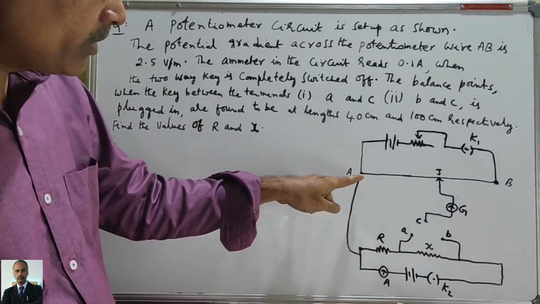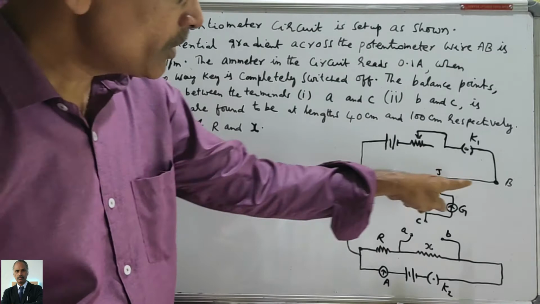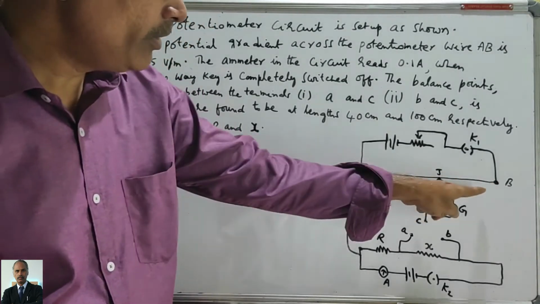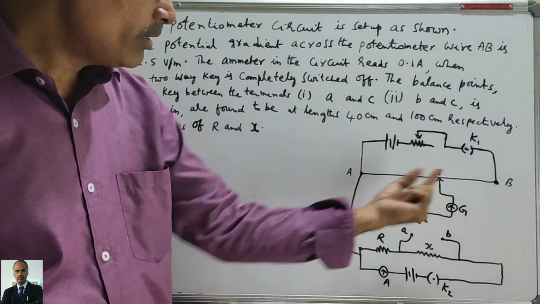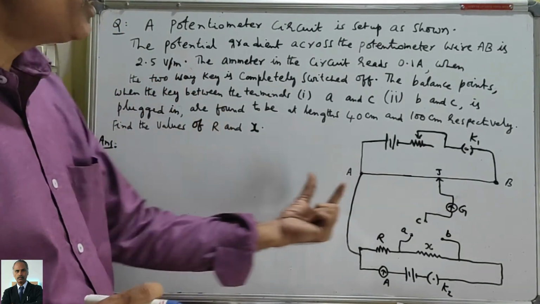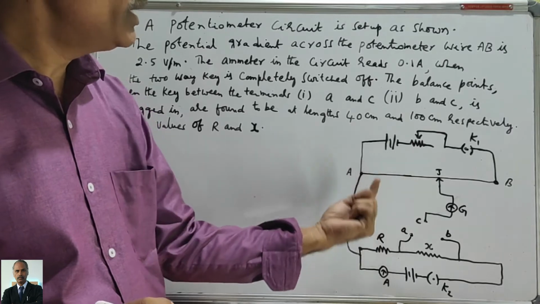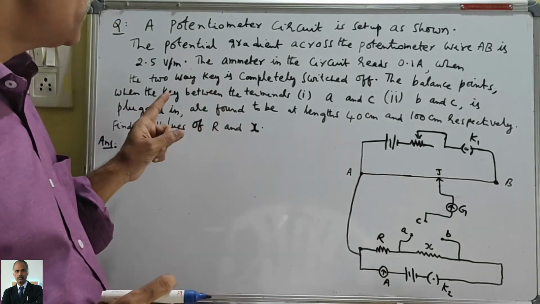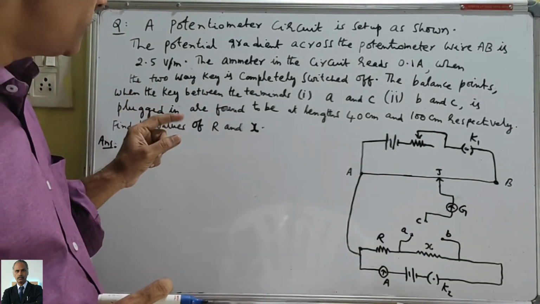So you see the circuit diagram, children. This is the potentiometer wire AB. On this wire potential gradient is 2.5 volt per meter. That means per meter length of this wire, there is a potential difference of 2.5 volt.